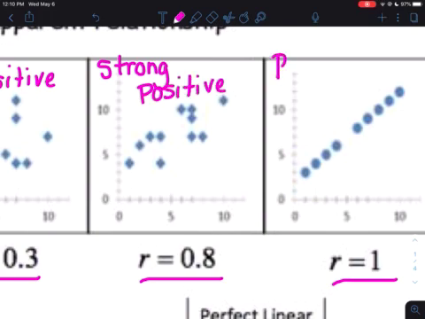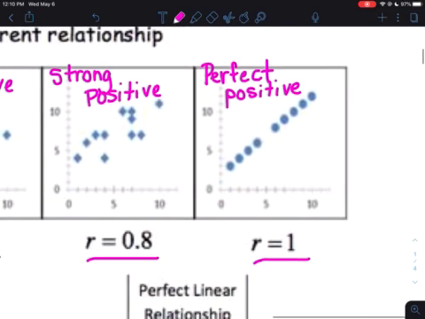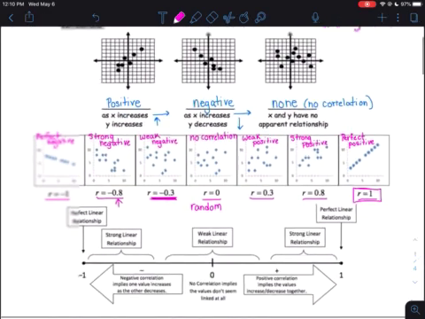The last one on here, this is going to be a perfect positive correlation. I could write an equation y equals mx plus b with a positive slope, and every single data point would fit exactly on that line. It has to be every single one to have a correlation coefficient of 1.